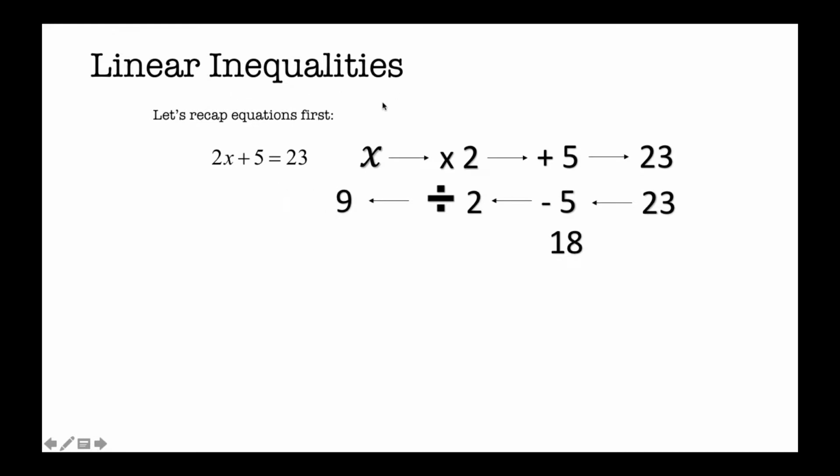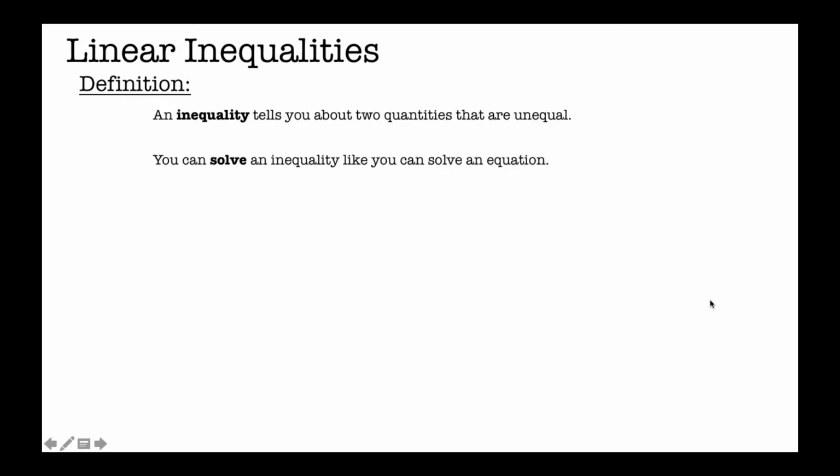However, when we look at inequalities, x isn't always equal to 9. It is either greater than or less than, or greater than or equal to, or less than or equal to. I'll show you what I mean in a second. An inequality tells you about two quantities that are unequal, which sounds very random, but you can solve an inequality like you can solve an equation. So here, for example, 3x plus 2 is greater than 5. Now, don't ever write an equals sign, but if you're really struggling, pretend that it is an equals sign. If you pretend it's an equals sign, we can solve this in pretty much the same way.